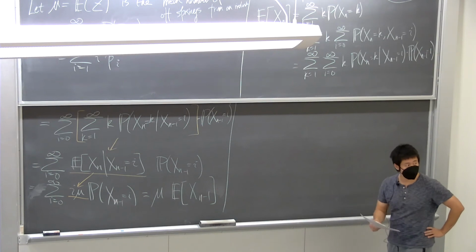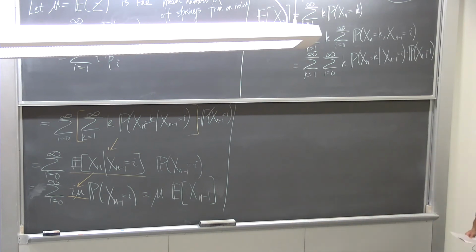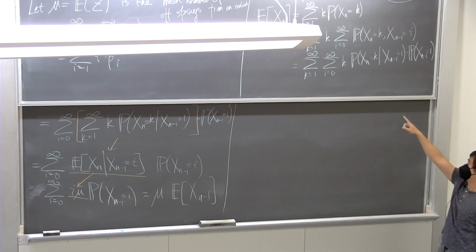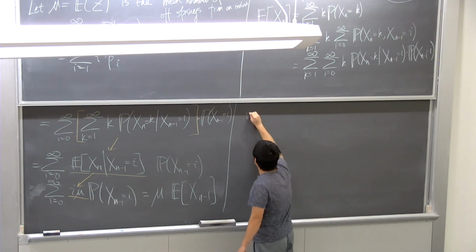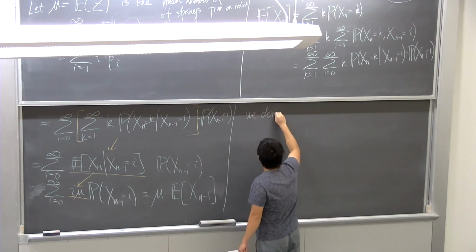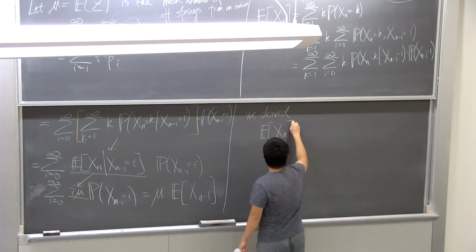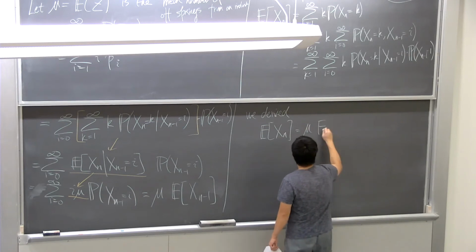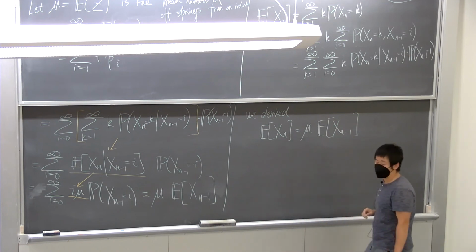So maybe I'll take a little bit of pause and let you think about this computation. In the beginning, we computed this conditional expectation, and then we derived a formula. Let me rewrite it again. We derived that the expectation of X_n is equal to mu times the expectation of X_{n-1}. So that's the calculation so far that we have done.